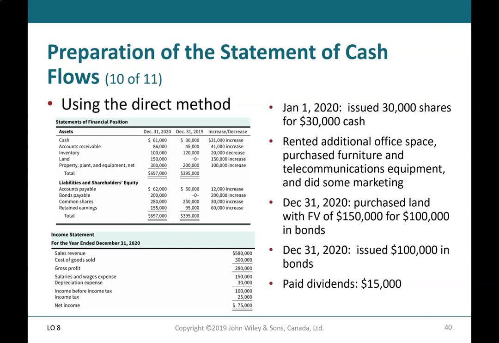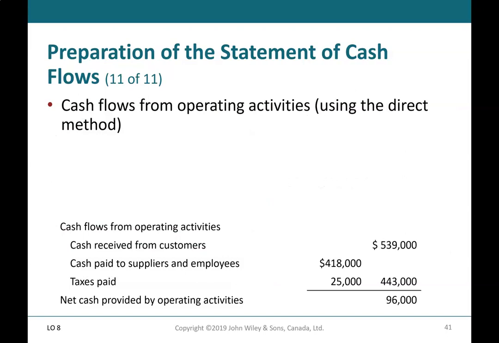Preparation of the statement of cash flows, 10 of 11, using the direct method with the same information. Preparation of the statement of cash flows, 11 of 11. Cash flows from operating activities using the direct method. Cash received from customers, $539,000. Cash paid to suppliers and employees, $418,000. Taxes paid, $25,000, for a subtotal of $443,000. Net cash provided by operating activities, $96,000.